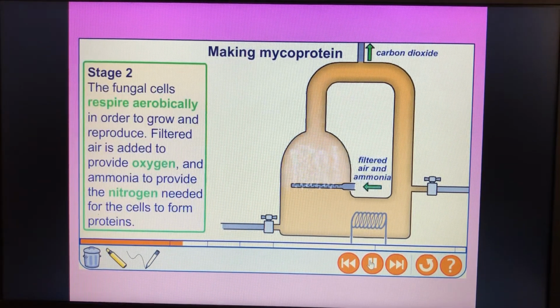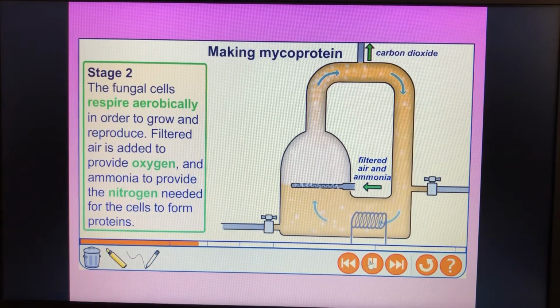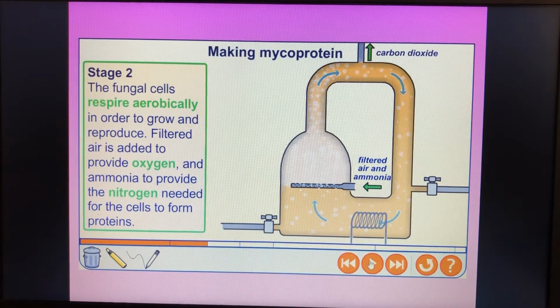Okay, second thing that happens then, because we've got aerobic respiration, we need to supply some oxygen, and that is supplied in the form of filtered air. There's also ammonia going in there. Now, ammonia has in it nitrogen, and that nitrogen is going to build up into amino acids, and then the amino acids can build up into protein, and we're making mycoprotein.